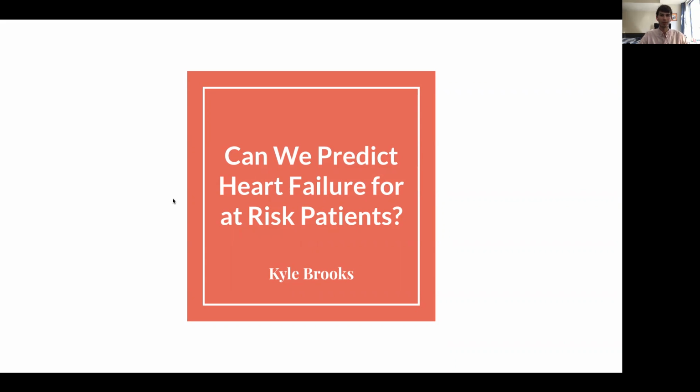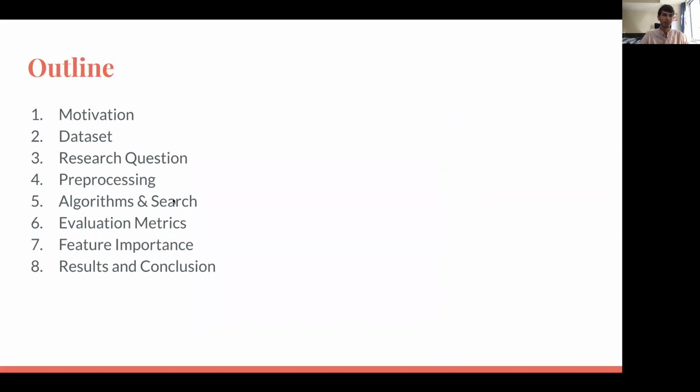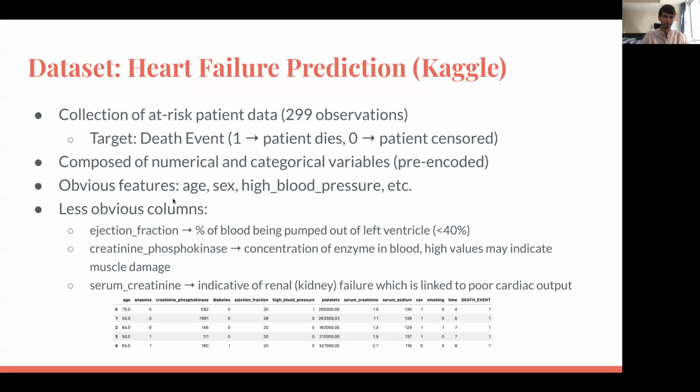For my project, I wanted to try and predict a death event of heart failure for at-risk patients. So I'm going to go over my motivation behind choosing this project, the data set I use, my research questions, as well as my whole model selection process, including the pre-processing steps, the algorithms and search, metrics. I'll go into some feature importance, and finally go over results, conclusions, and suggestions for future work.